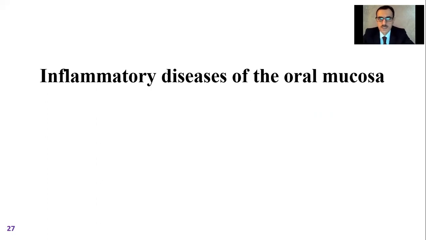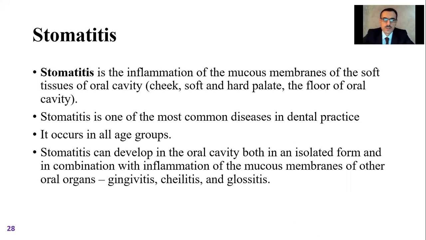Now, let us discuss the inflammatory diseases of the oral mucosa. Stomatitis is the inflammation of mucous membranes of the soft tissues of the oral cavity, such as the cheek, soft and hard palate, and the floor of the oral cavity. It is the most common disease in dental practice. It occurs in all age groups. Stomatitis can develop in the oral cavity both as an isolated form and in combination with inflammation of the mucous membranes of other oral organs: gingivitis, cheilitis, and glossitis.